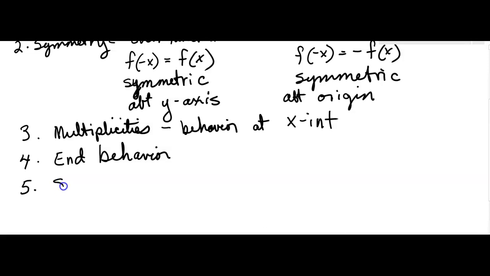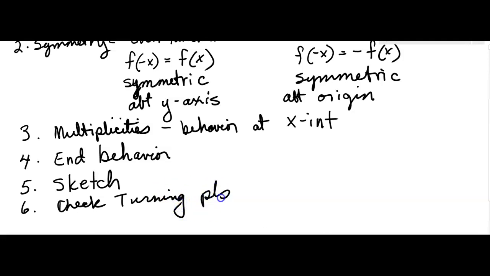Okay. And then step 5, we're going to sketch. And step 6, make sure your turning points are okay. So check the turning points. It's easy to get off, and all of a sudden you've got 7 turning points and there was only supposed to be 5 or something. We're probably not going to have that high of a degree for these ones that we're doing by hand, so probably shouldn't use numbers like 6 and 7.